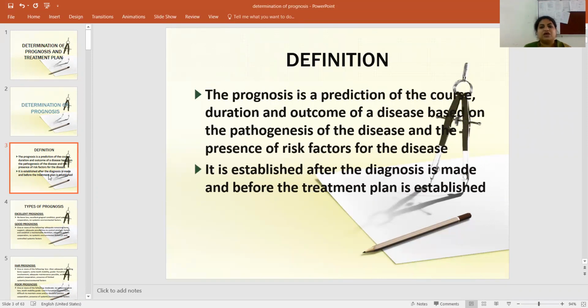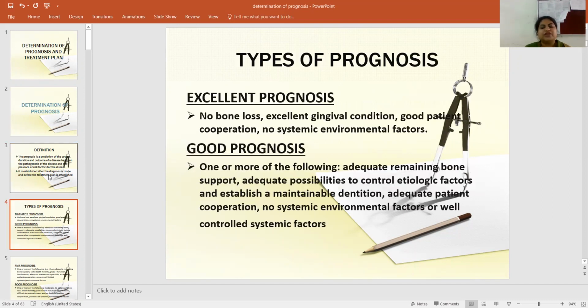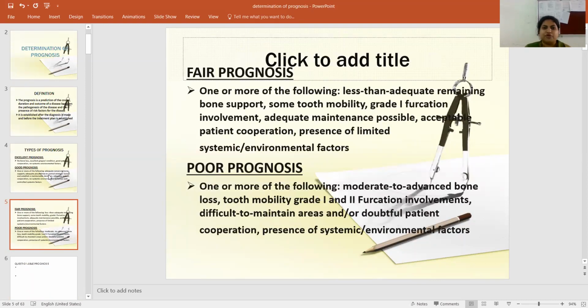Prognosis is established directly after the diagnosis and before the treatment plan. So you are going to assess the overall prognosis or the individual tooth prognosis, and it is always determined after the diagnosis is made. Then what are the various types of prognosis? The excellent prognosis, good prognosis, fair prognosis, poor prognosis, and questionable prognosis. So basically, there are 5 types of prognosis.